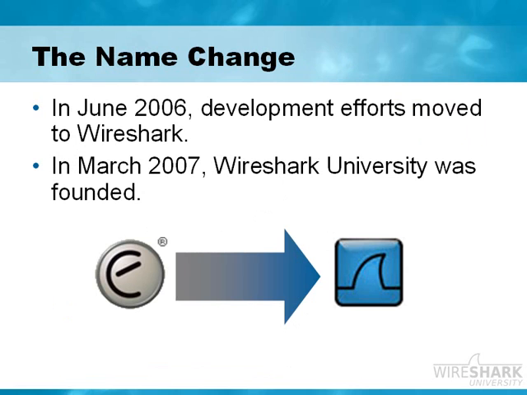A lot changed in 2006. In June of 2006, Gerald moved to work with CACE Technologies, and when he moved, he couldn't take the name Ethereal with him. So Wireshark was born. In June 2006, that was the first time we saw the name Wireshark, and the announcement was released that month. All of the developers that had previously worked on Ethereal also moved over to start work on Wireshark. In March of 2007, Wireshark University was founded.